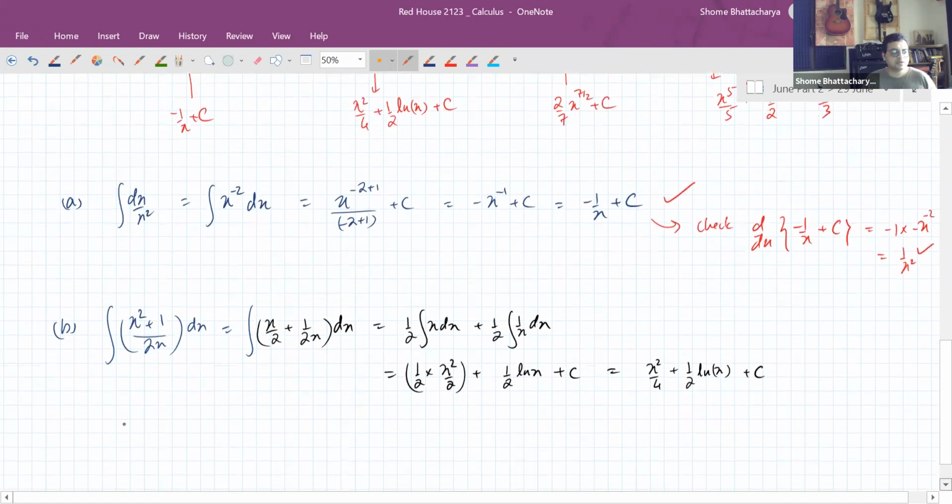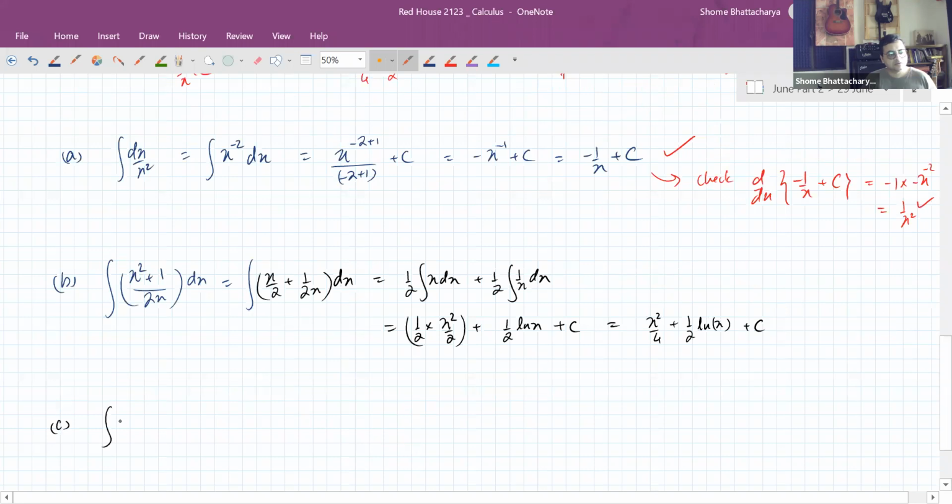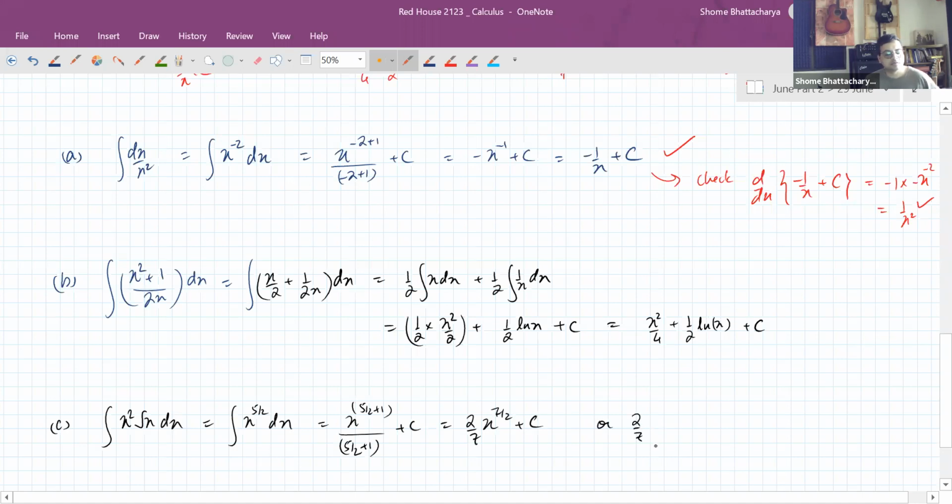Okay, similarly, the third one now. Again, we can simplify it and first write it as a single power of x and then apply the formula. So further solving this, or you can even write it like this: 2 by 7 times x cube root x. So this is an optional step.